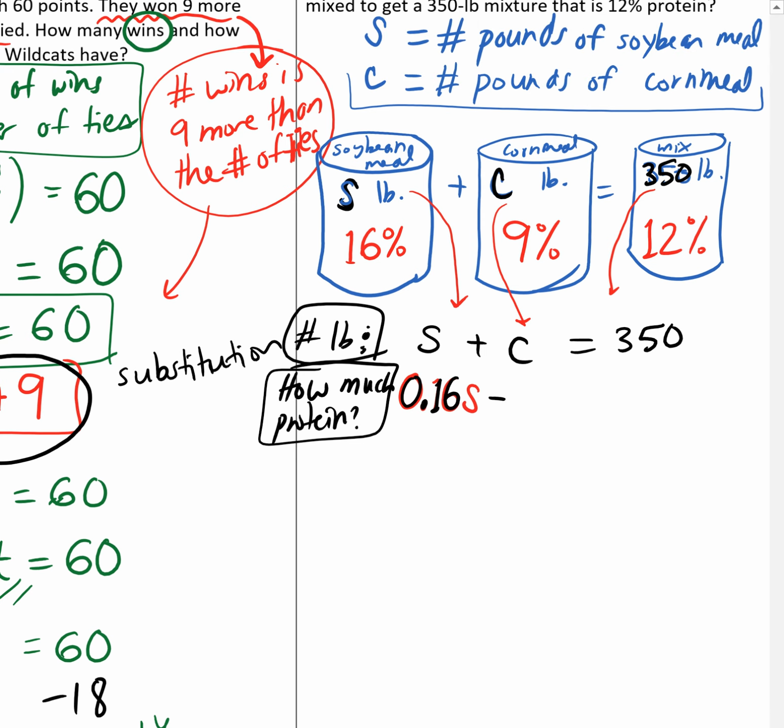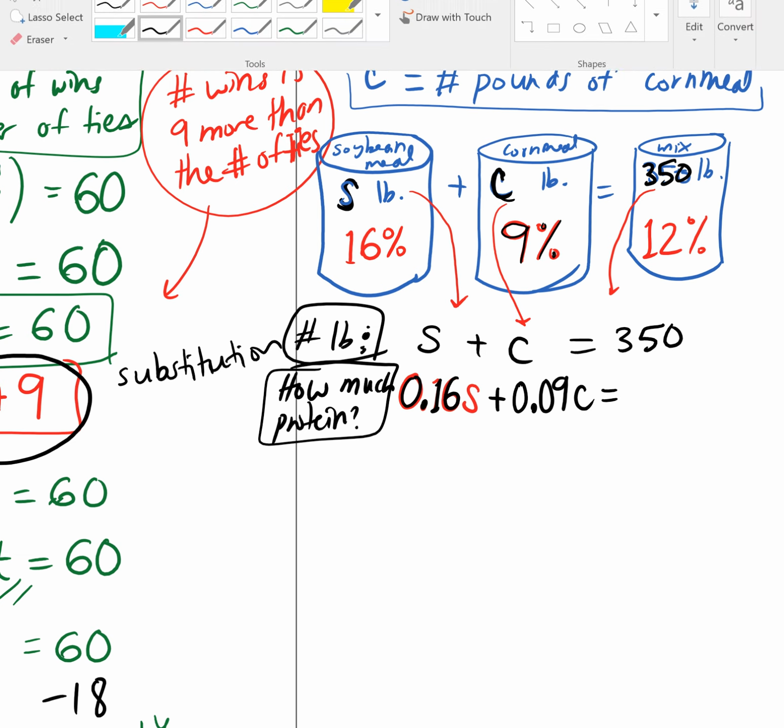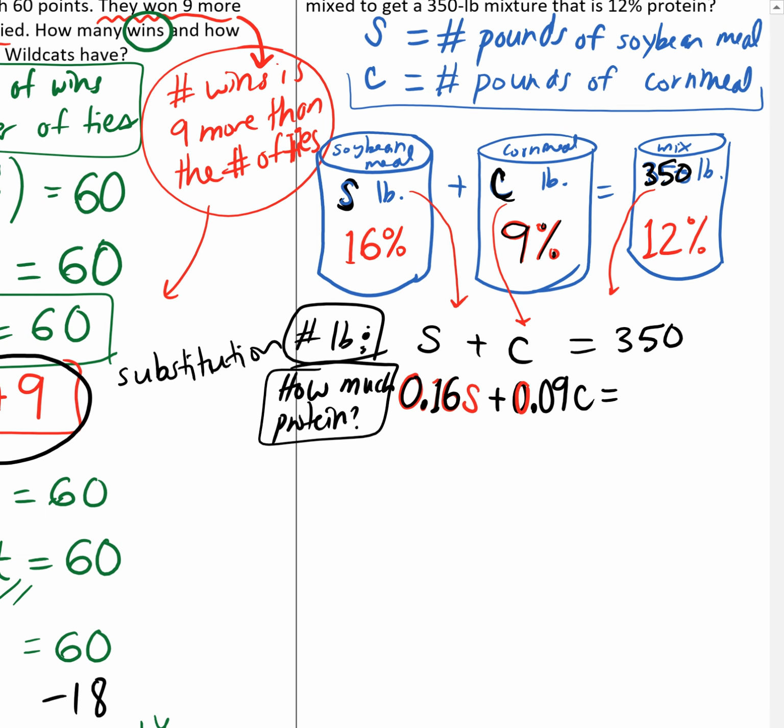And then similarly for the second guy, if you have C pounds of cornmeal, and 9% of that cornmeal is protein, that means the decimal form of that guy, 0.09, times the number of pounds. That's how much protein will be in that one. Now remember, to take a percent and make it a decimal, you move the decimal point where it is to the left twice. So this guy twice.